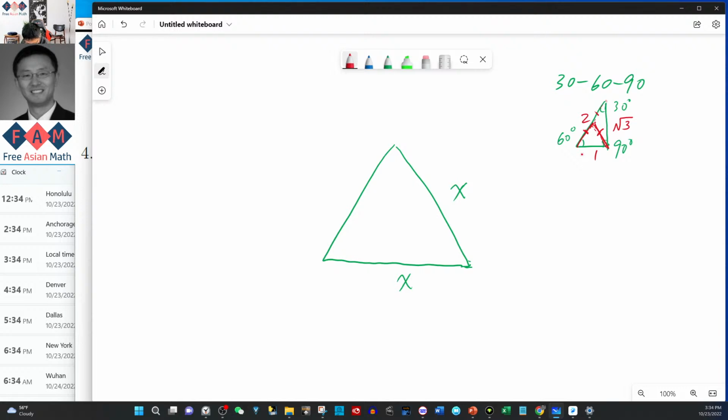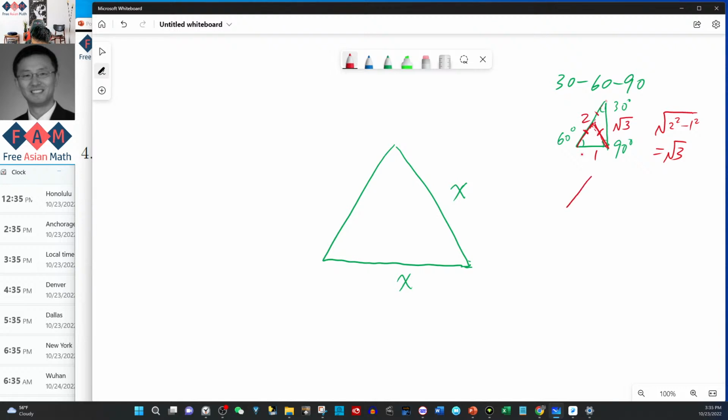And because the hypotenuse is 2, this is 1, the longer side is, by the Pythagorean theorem, 2 squared minus 1 squared. Then take the square root, and this equals square root of 3. So this is the 30, 60, 90 right triangle.